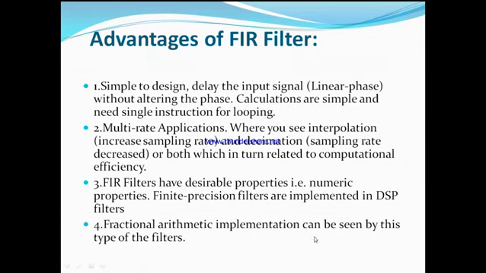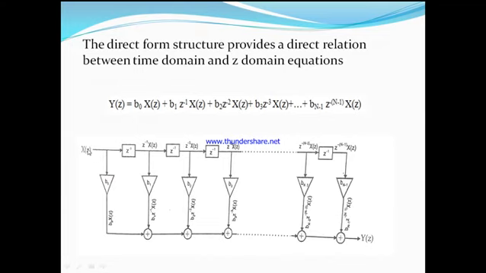Next we have to make b1 z power minus 1 into X of z. For making this term, we have to give the input sequence to the delay. So X of z into z power minus 1 gives z power minus 1 into X of z. This term is multiplied with b1, and you will get b1 into z power minus 1 into X of z.